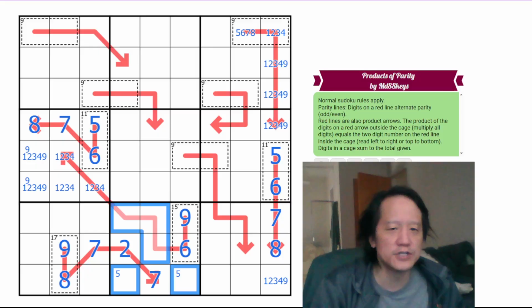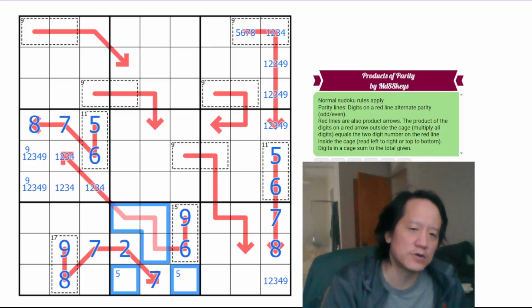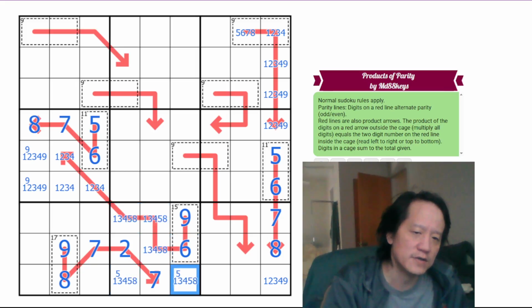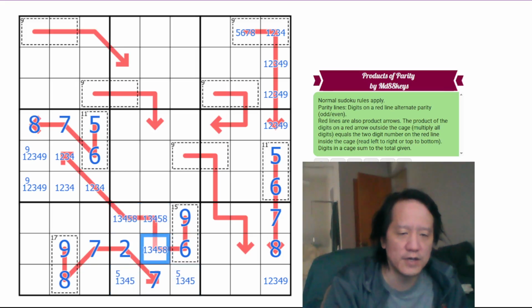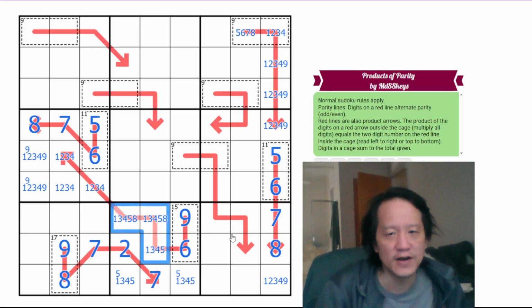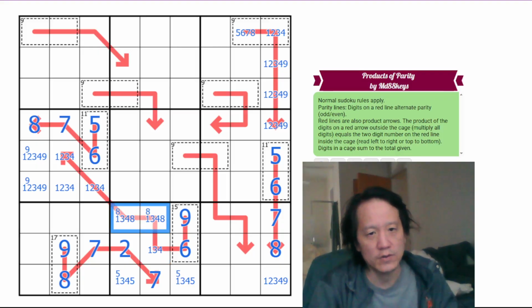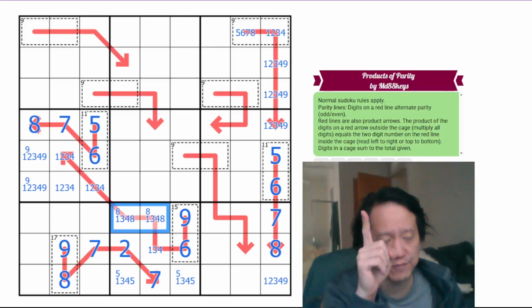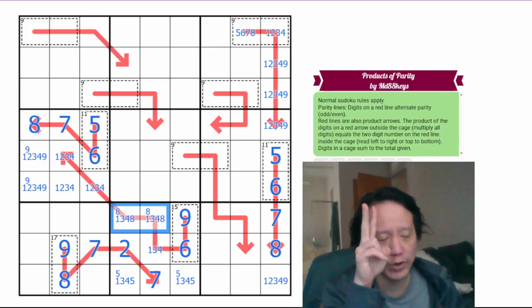Interesting. The remaining digits in this lower central box are 1, 3, 4, 5, 8. 8 cannot be either of these. 8 can't be here, and this can't be 5. We are guaranteed an 8 here. So that means we only have 2 squared and a 3 left.